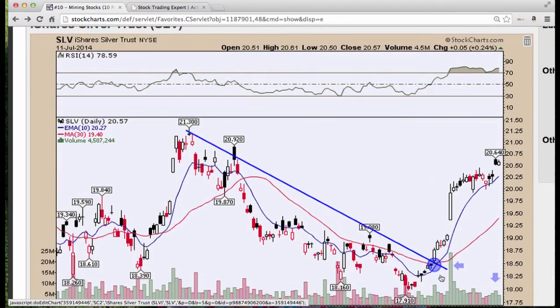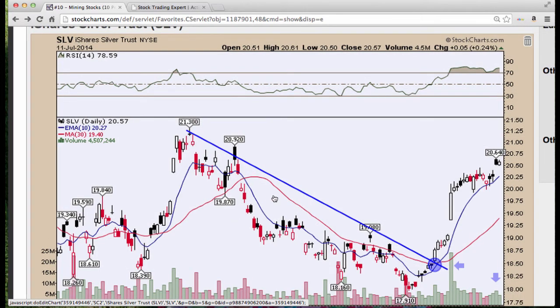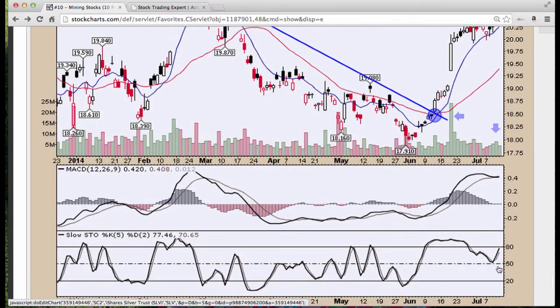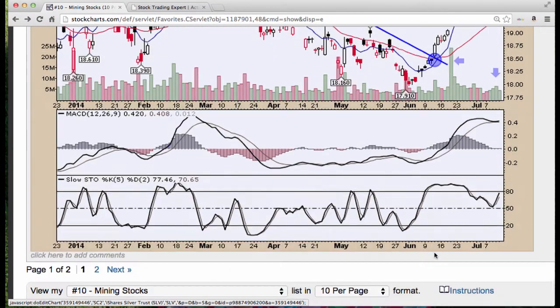iShares Silver Trust. A lot of the mining companies like Freeport-McMoRan and others that also mine silver, you should watch these stocks as well. Crossover, break of trend, and now prices are flagging out and moving higher. Stochastics is moving higher as well as MACD.